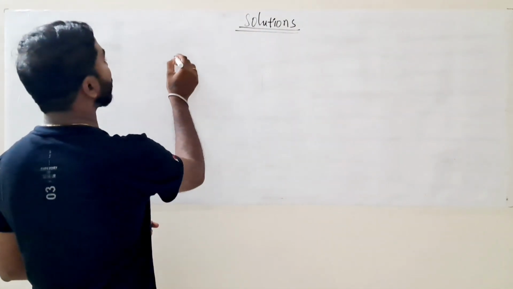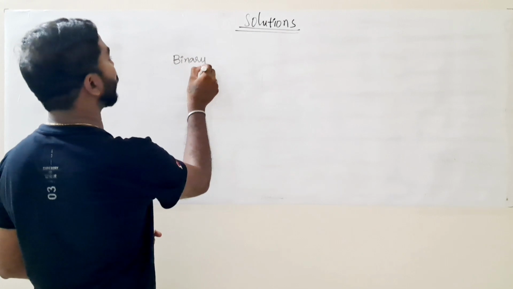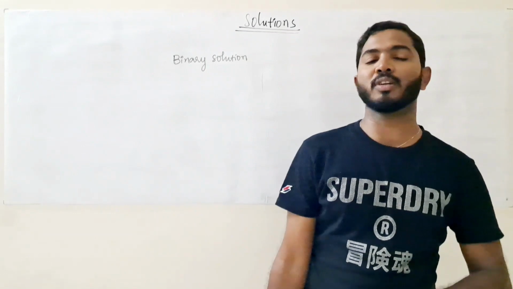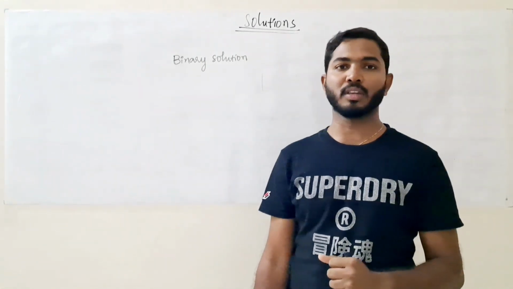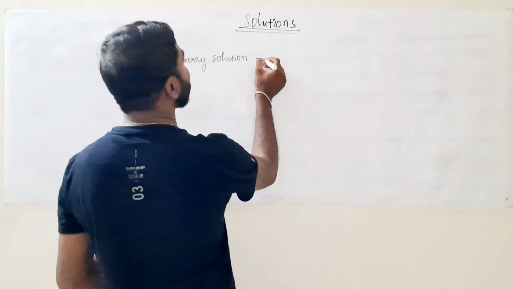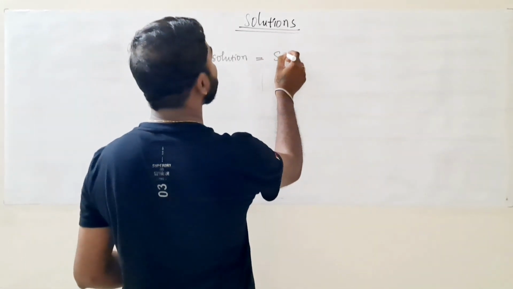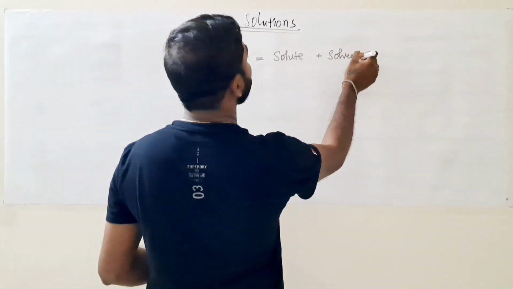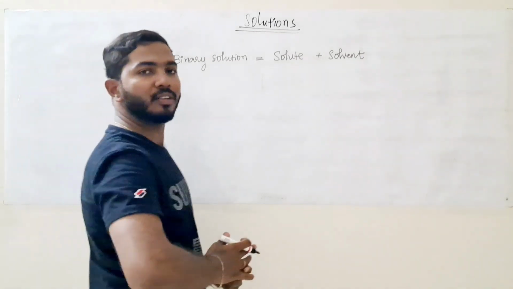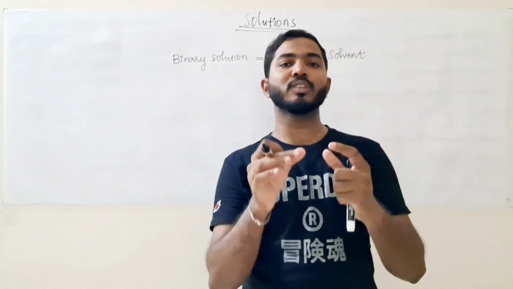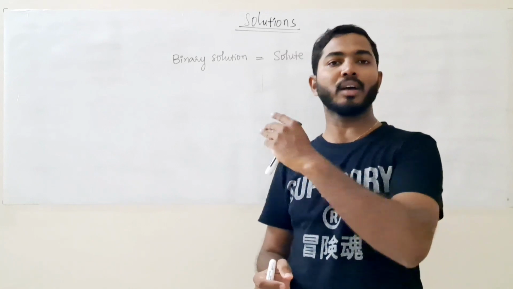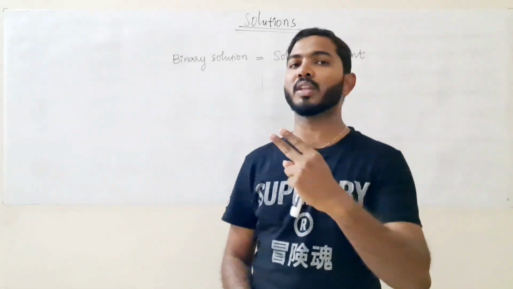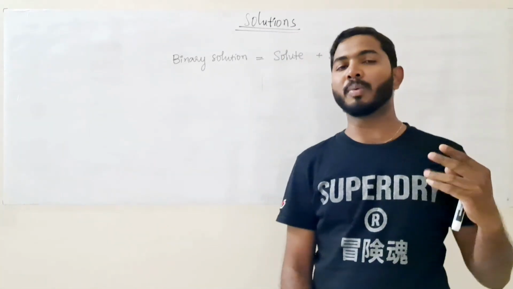So next, let us talk particularly about binary solutions. As I told you just now, a binary solution will have how many components? Two components. What could those two components be? Especially we are going to call them a solute and a solvent. When a solute gets mixed with a solvent, we get a binary solution.